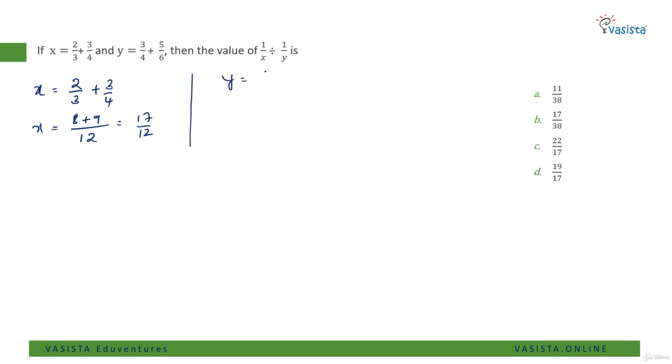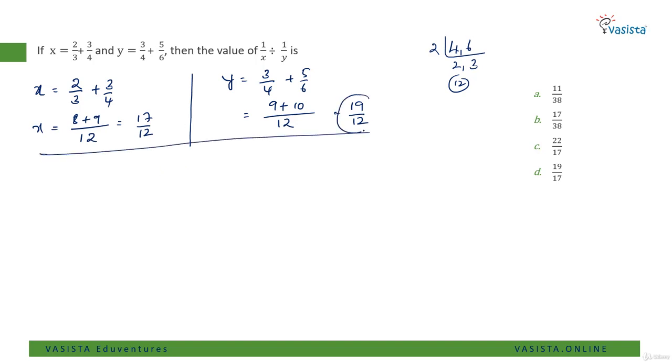y is equal to 3 by 4 plus 5 by 6. Now we need to take an LCM for 4 and 6. Right, 4 and 6. Let me go with this. 2 2s are 4, 2 3s are 6. LCM will be 3 2s are 6, 6 2s are 12. 12 is the LCM. Now 4 3s are 12, 3 3s are 9, plus 6 2s are 12, 2 5s are 10. So this will become 19 by 12. Now we need to find out. So y value is 19 by 12 and x value is 17 by 12.